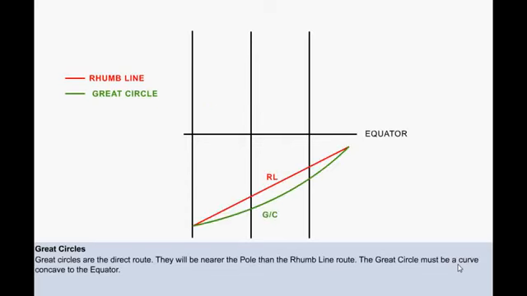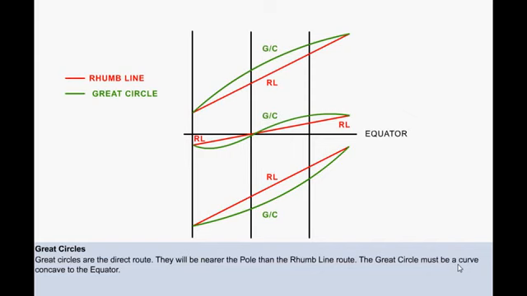The equivalent situation in the southern hemisphere will be like this. And where a rhumb line and a great circle cross the equator, the crossing point is the same, and the great circle is concave to the equator in both hemispheres.